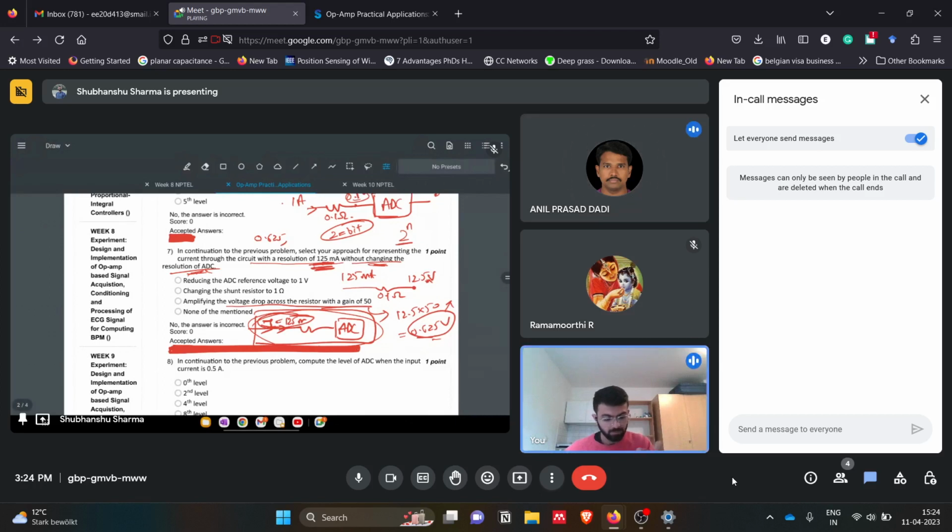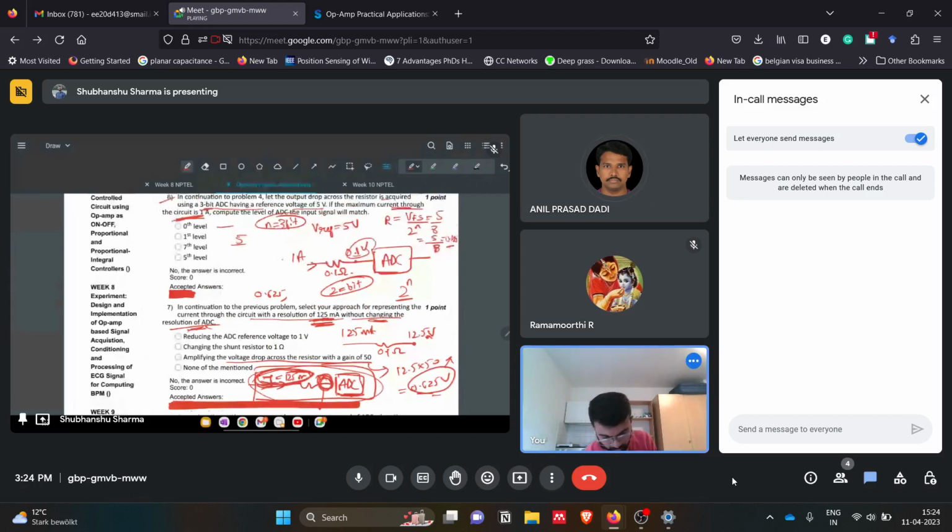At the same time, what should we attach here, at this point, so that our ADC, without changing its resolution, can measure the minimum value of current, that is 125 milliampere? That is what the question is saying. In fact, I did not get an idea that there is a resistor in front of the ADC. That is the problem. Actually you can simply think like that. I'll just clear this thing.